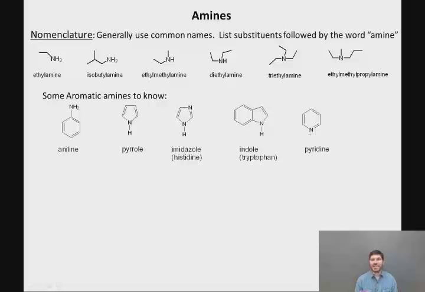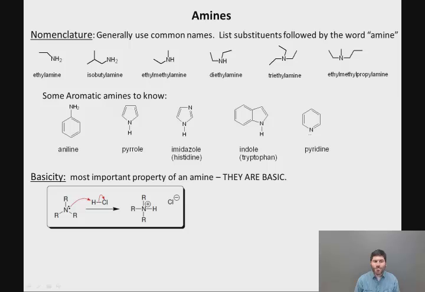Indole is found in the amino acid tryptophan. Imidazole, by the way, is found in the amino acid histidine. And then finally, pyridine is the 6-membered ring similar to benzene, but instead of one of the carbons, you have a nitrogen in the ring itself.